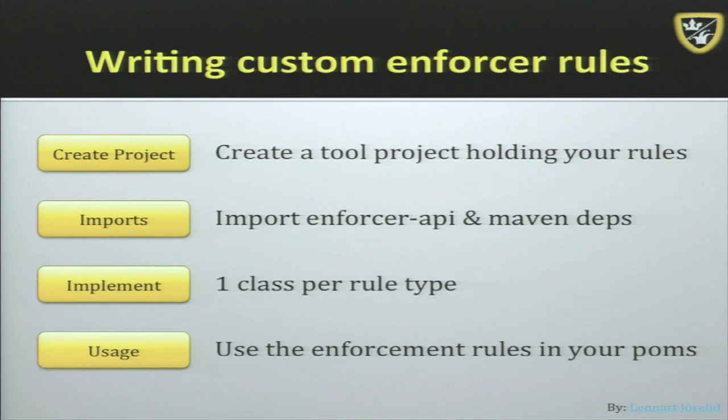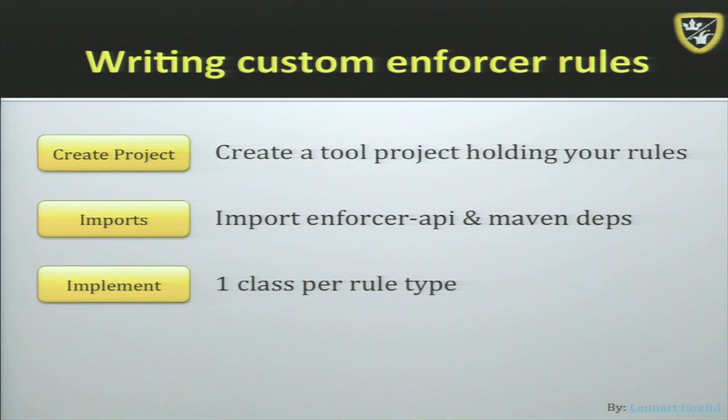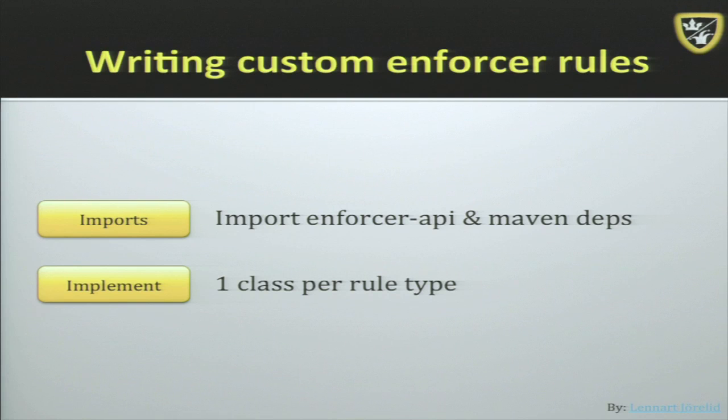And the process to do this is you create the Codestyle project that holds all your rules, and you import the Maven APIs that you require to create these Enforcer rules into the Codestyle project. And then you implement, so one class holds a particular rule type. We'll show that shortly. And you use, just like we showed, this enforcer plugin to apply your rules in your POMs. Now, we took a look at how to insert the POM just earlier. And we know that we have to create a project. So what remains are the imports and what you need to implement.